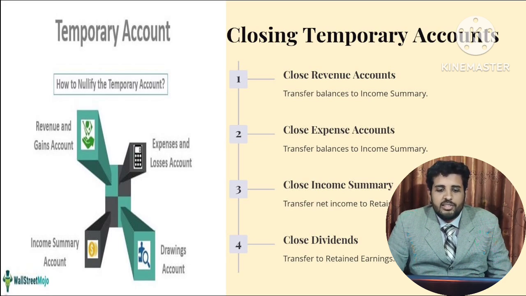So what are the key steps in closing the temporary accounts? First is to close the revenue accounts, which transfers the revenue balances to the income summary account. This consolidates all revenue figures into a single account for a particular period. Then closing the expense accounts transfers all the expense balances to the income summary account, offsetting revenues to calculate net income or net loss. Similarly, we also close the income summary, and finally we close the dividend accounts.